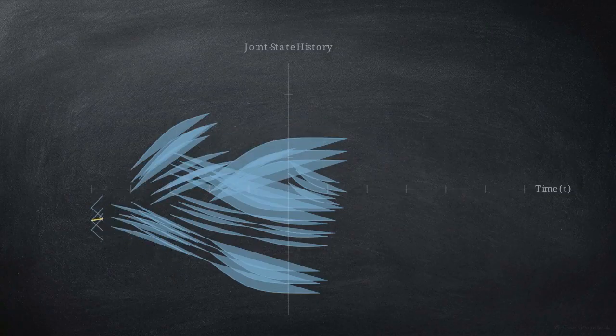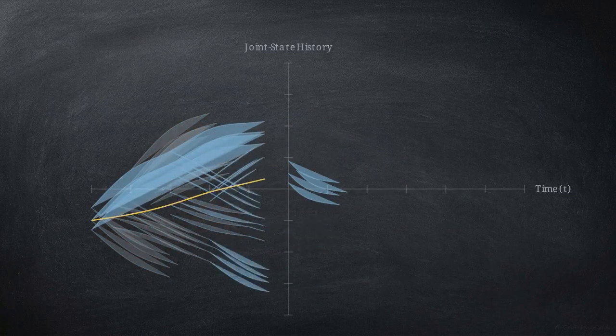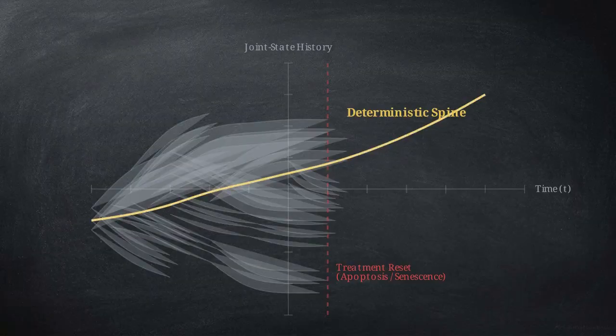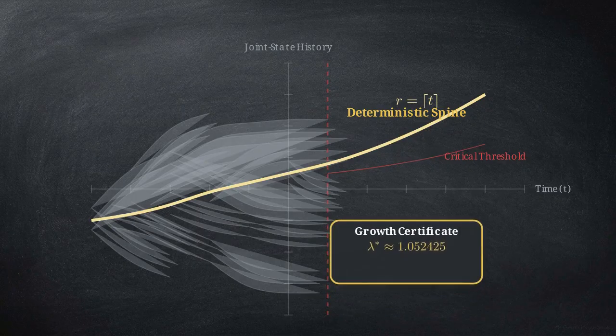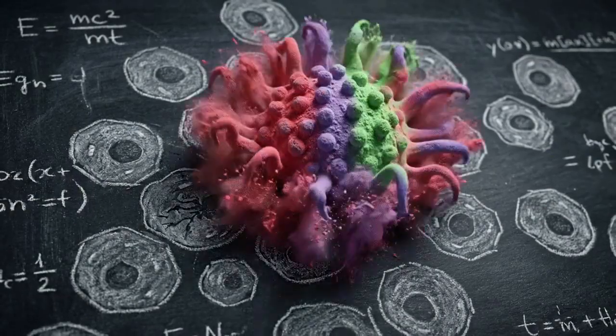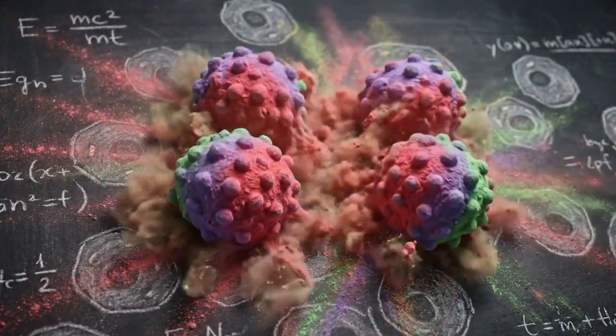Because this framework tracks the specific signaling states and age of every cell, it can identify what we call the deterministic spine. While most lineages hit treatment-induced resets like apoptosis and fade to gray, this specific path follows a multiplicity-weighted renewal identity, a biological countdown clock that keeps its growth bound above a critical threshold. We finally have the arithmetic precision to track the specific lineage that avoids treatment-induced death to become the next dominant clone.